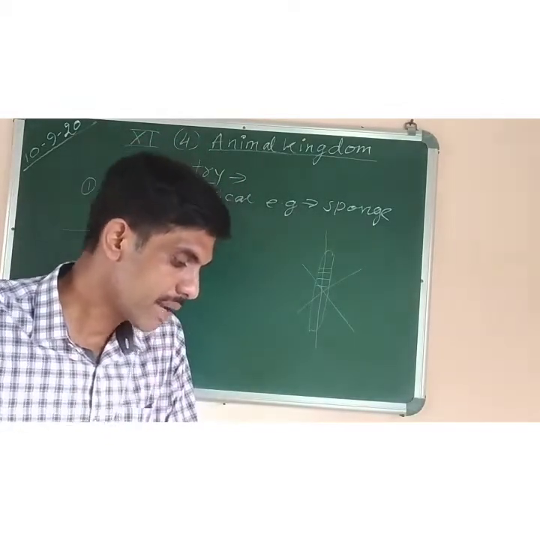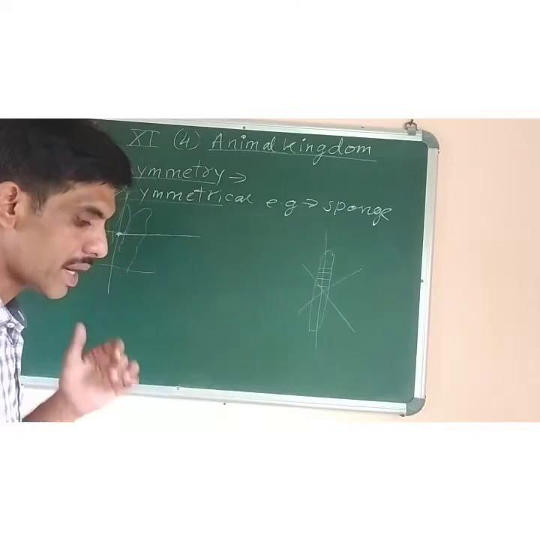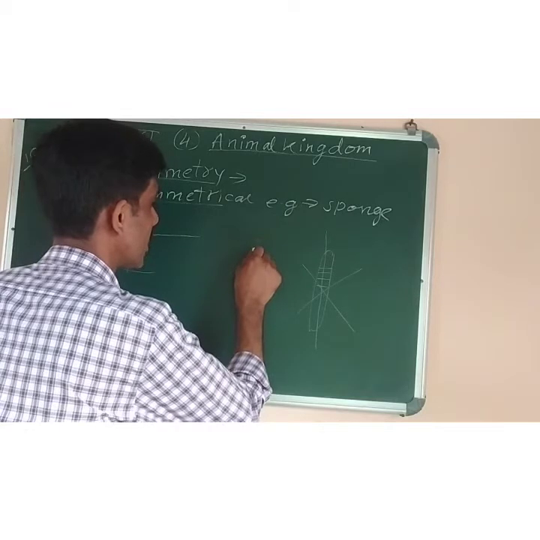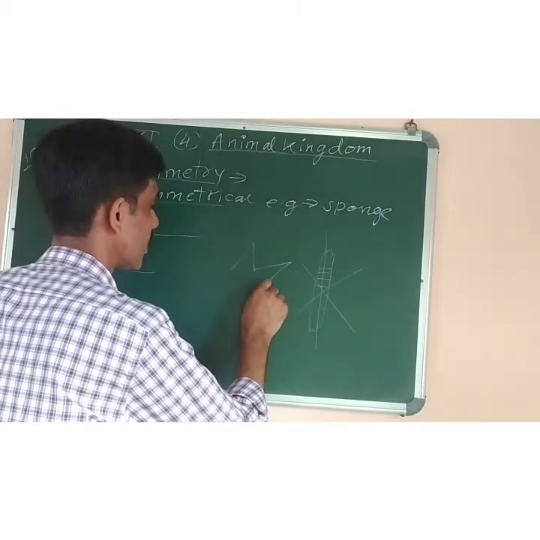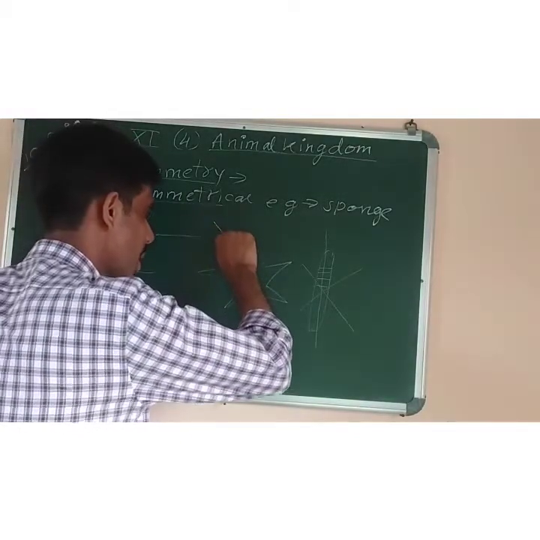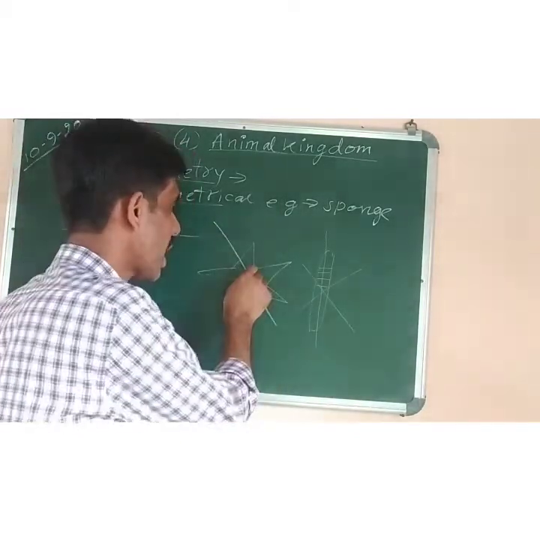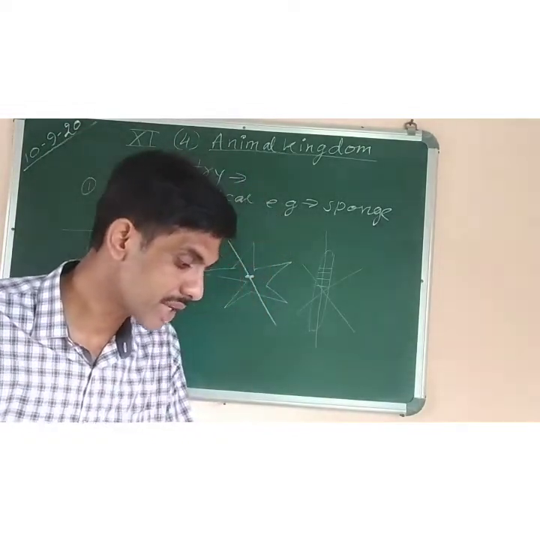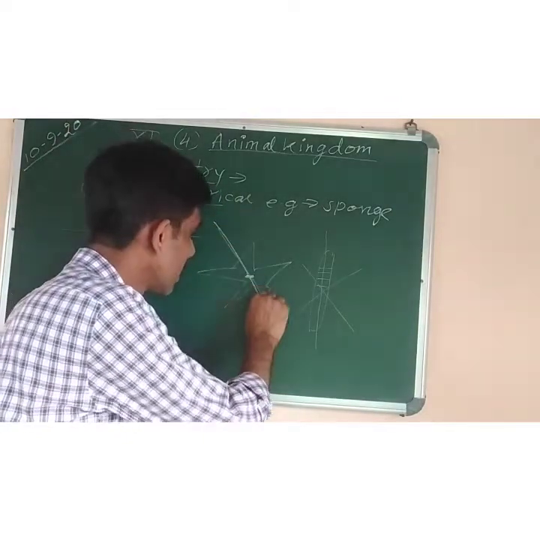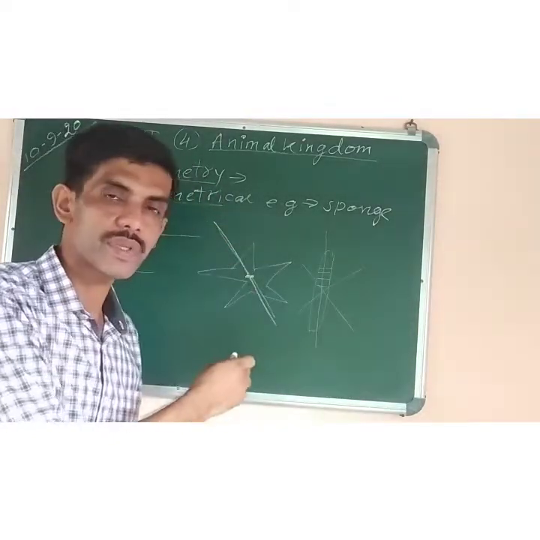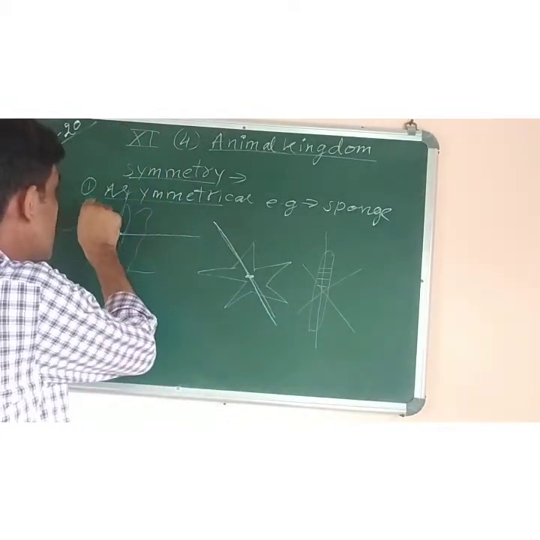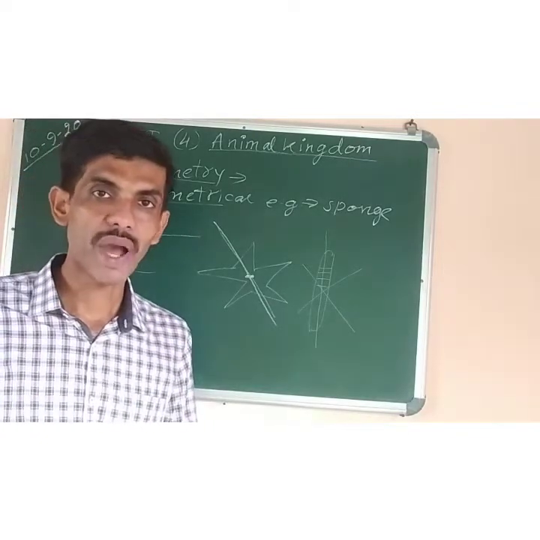Now when any plane passing through the central axis of the body divides the organism into two identical halves, like in case of starfish, you know, 5 arms are there. Now through the center, if you draw a plane, it will divide them into two equal halves. So what is the definition of radial symmetry? When any plane passing through the central axis of the body divides the organism into two equal halves, such type of symmetry is called radial symmetry. The second one is radial symmetry, and the third one is bilaterally symmetrical animal.